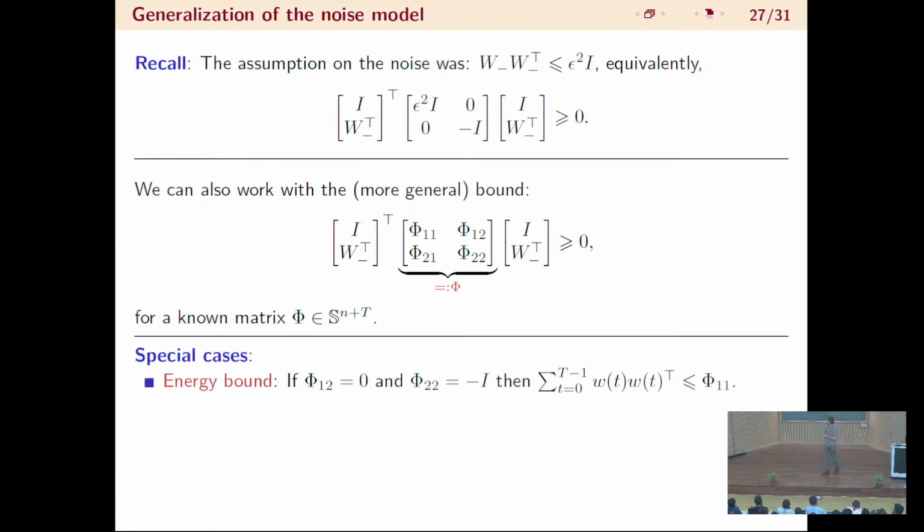Let's study some special cases of this noise model. The first case is if we take phi 12 to be 0 and phi 22 to be minus identity. This is almost the situation that we had before, but in that case this noise bound boils down to the following: we sum W transpose W over all the noise samples from t is 0 up to t minus 1, and this is less than or equal to phi 11. This we call an energy bound on the noise, because this sum over all noise samples can be interpreted as an energy of the noise. Previously, we were assuming that this phi 11 is epsilon squared identity. So indeed, if phi 11 is epsilon squared identity, then we recover the same bound as we had before.